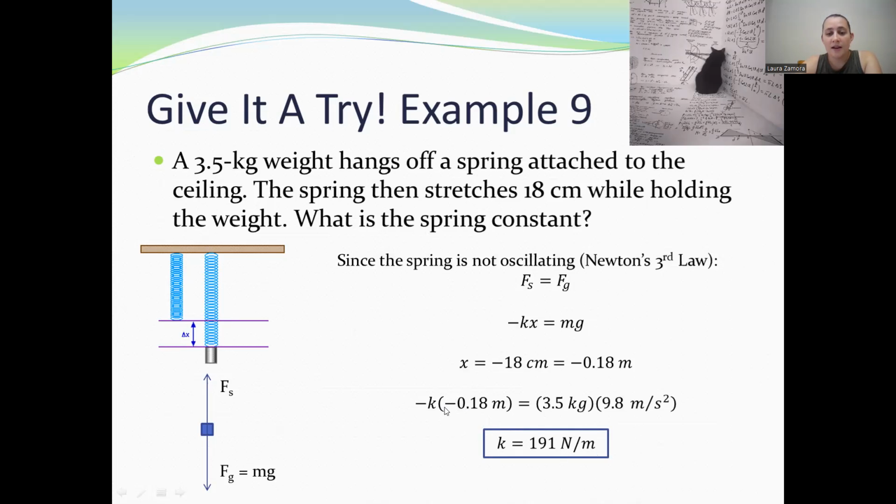Now, if you had left off this negative in the displacement, then you would have gotten a negative value for your spring constant, but spring constants are always positive. So if you get a negative spring constant, that would be a good indication that you dropped a negative sign somewhere that you should have included it.